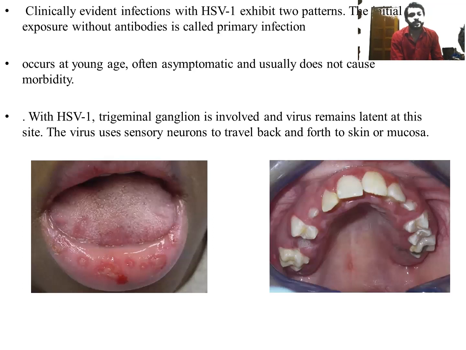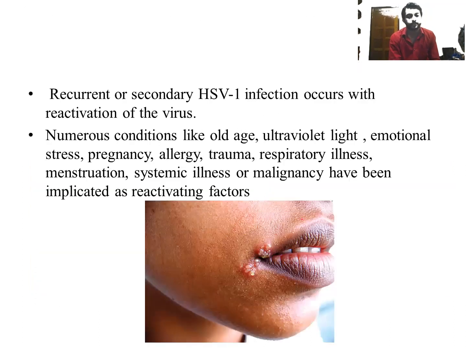It commonly occurs at a young age, is often asymptomatic, and usually does not cause morbidity. With HSV1, the trigeminal ganglion is involved and the virus remains latent at its site. The viruses usually use sensory neurons to travel back and forth to the skin or mucosa. Recurrent or secondary HSV1 infection occurs with reactivation of the virus. Numerous conditions like old age, ultraviolet light, emotional stress, pregnancy, allergy, trauma, respiratory illness, menstruation, systemic illness, or malignancy have been implicated as reactivating factors.